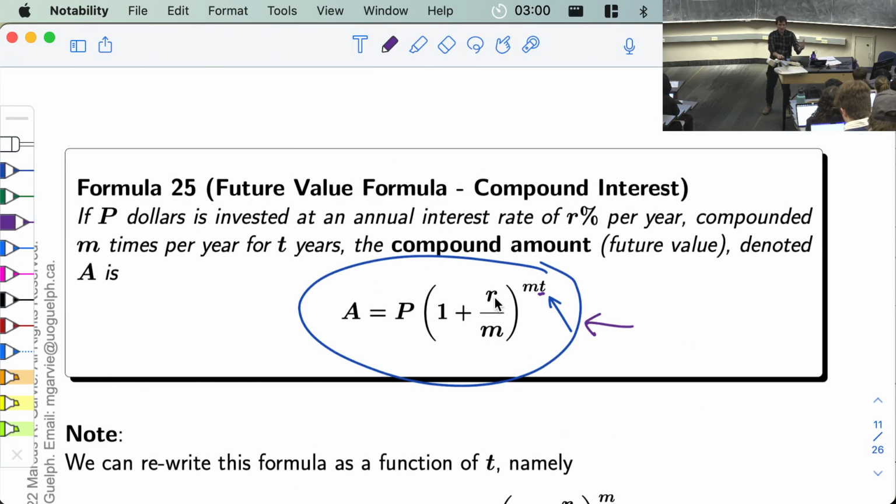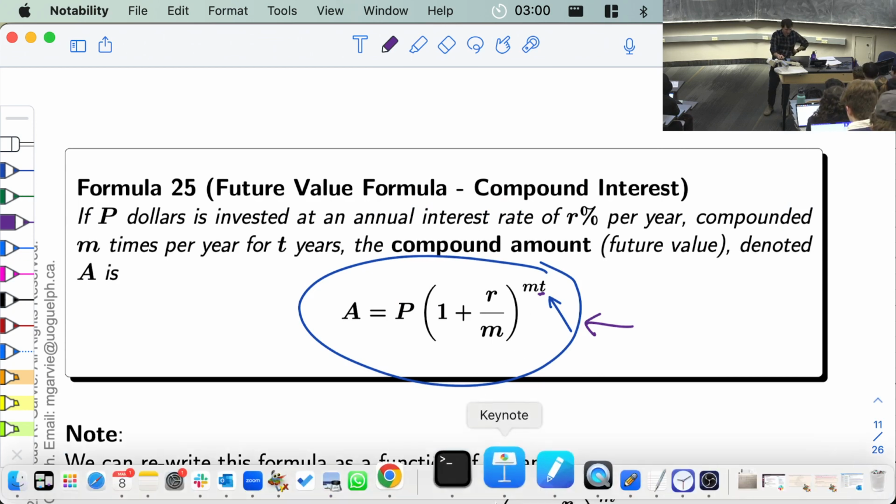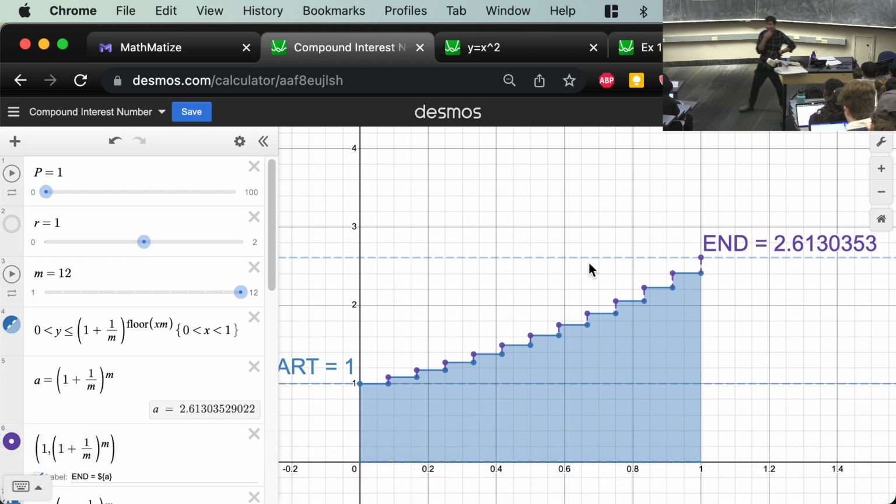To understand what the equation is doing, I made this nice Desmos thing to show us how it changes when you change m, which is the new thing, right? The number of pay periods is the new thing compared to simple interest we were doing last class. Questions or comments about that one?